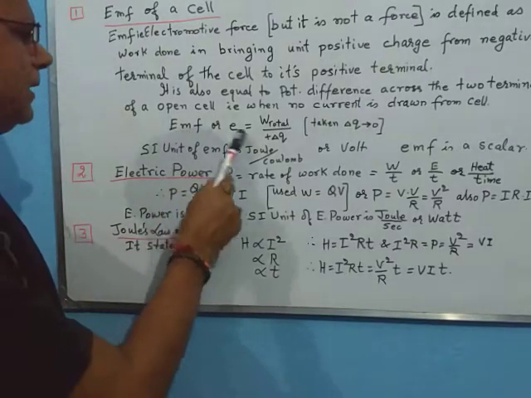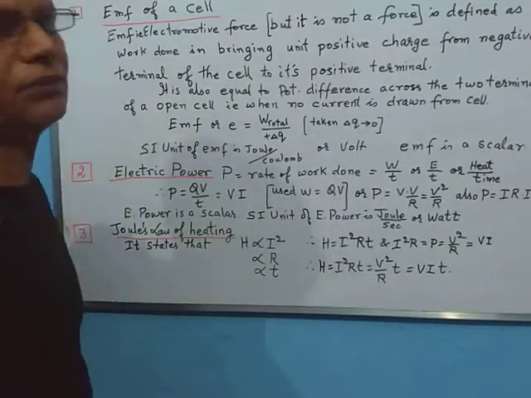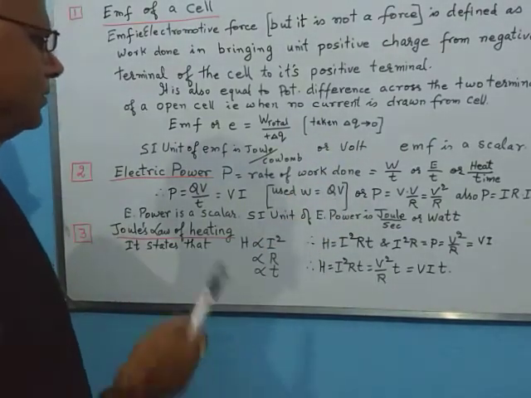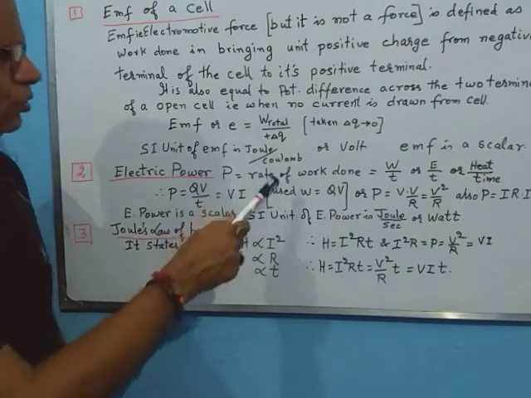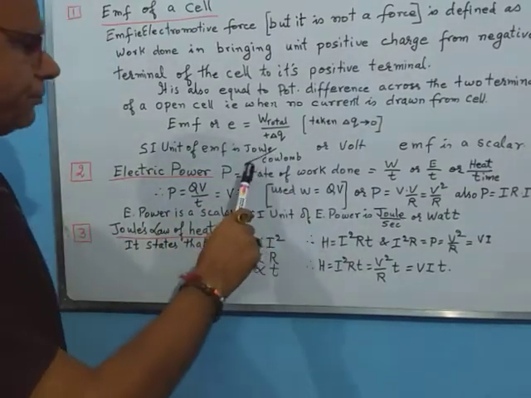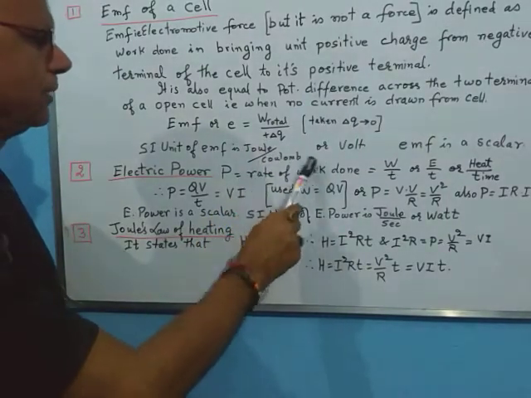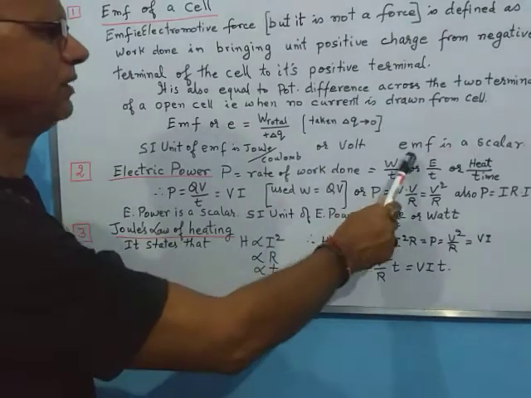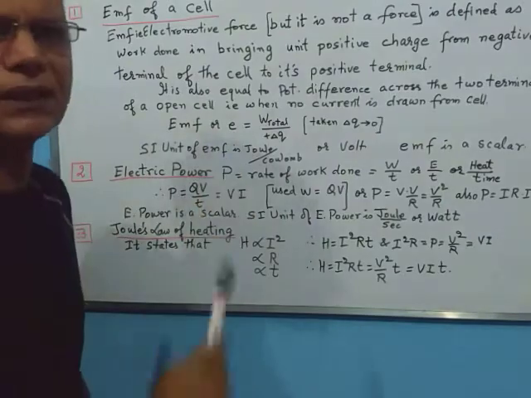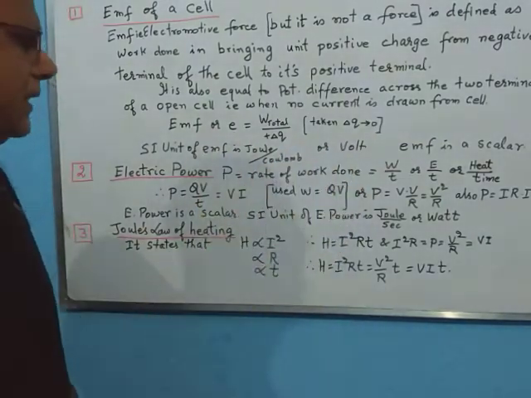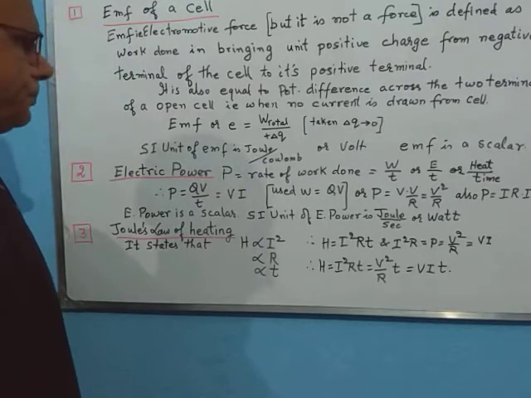And mathematically we write total work done by total charge, taking the charge to be infinitesimally small. The SI unit of electromotive force is Joule per Coulomb, which we also call volt. EMF is a scalar because we have defined it as work done per charge. Work is a scalar and charge is a scalar, so it remains a scalar. So that is electromotive force.